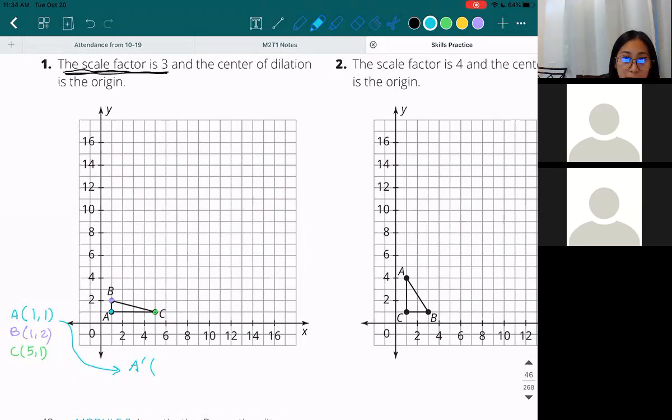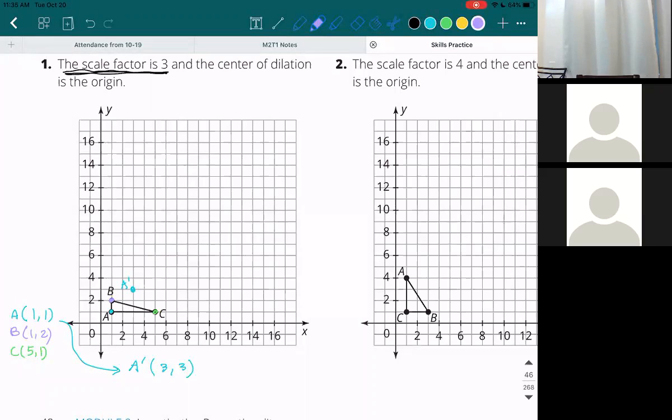Exactly. So Nancy, what's 1 times 3? 3. So we have 3, comma, and then 1 times 3 again. 3. Good. And then I can plot that right now. So I'm going to go to 3, 3. This is my A prime. Oh, so you're just basically making another triangle. Okay, and this one's going to be 3 times as big.